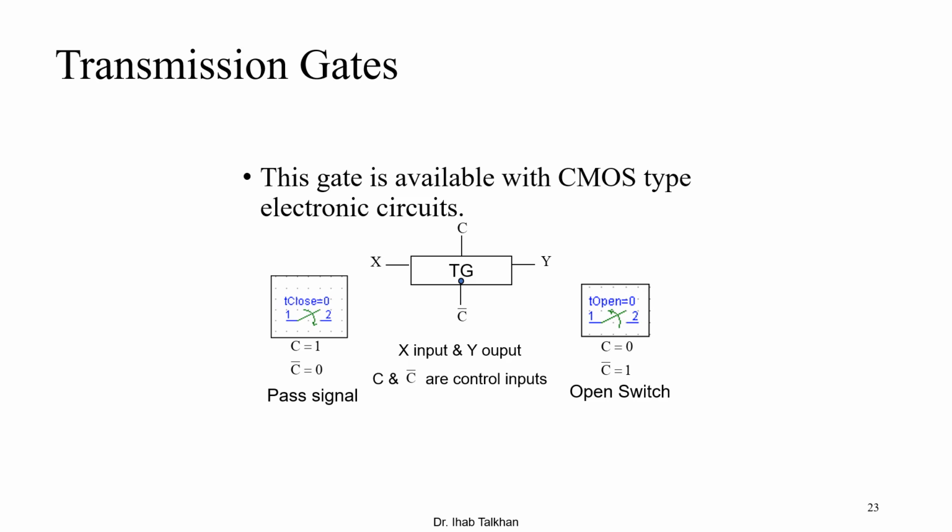Also you have here input X and input Y. Whenever you have C equal to 1 and C bar equal to 0, this is a short circuit, which means pass signal, which means X equal to Y. Whenever you have C equal to 0 and C bar equal to 1, this means an open circuit. Open circuit means there is no relation between X and Y. So when C equals 1, it's a short circuit. When C equals 0, it's an open circuit.